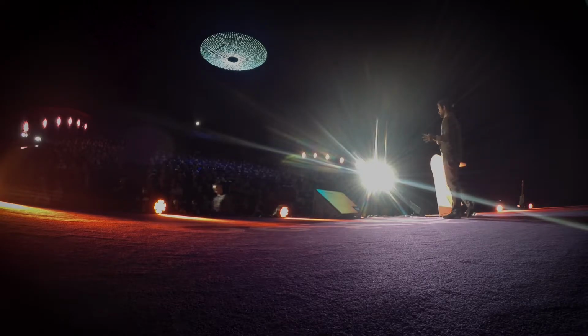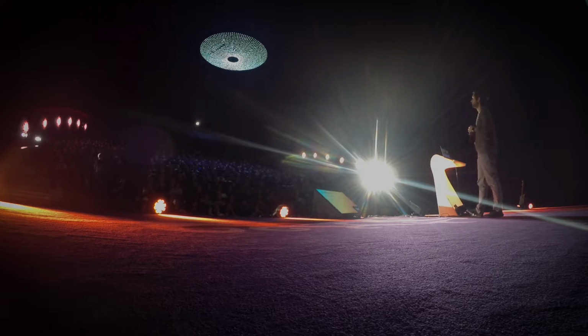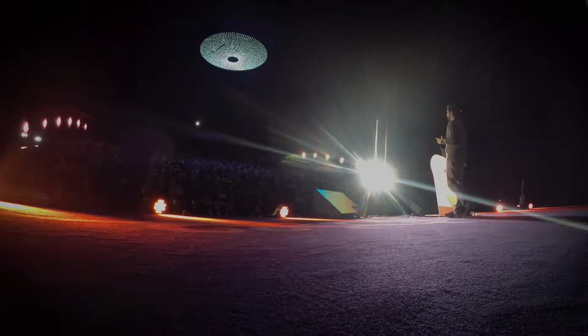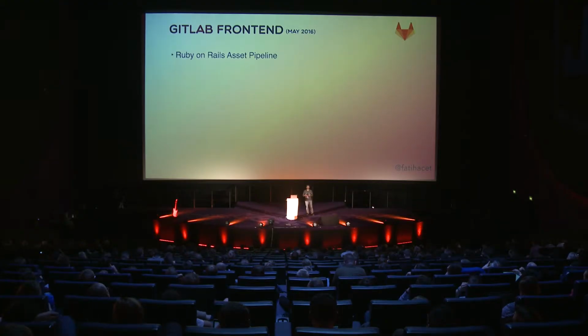So let's talk about the GitLab frontend. I joined GitLab in May 2016, and GitLab is actually a Ruby on Rails application. At that time, the GitLab frontend was using the Rails asset pipeline, which is a tool that comes with Ruby on Rails. It helps you to bundle your packages and manage your front-end dependencies and so on. It actually works, but up to some point. And if your application grows, you want to replace it with new front-end technologies.